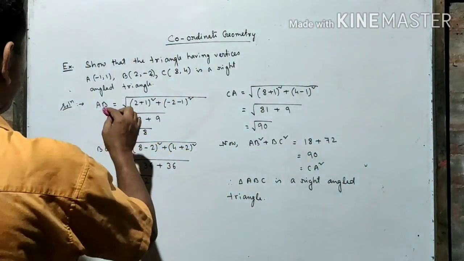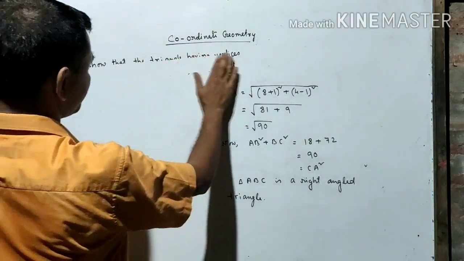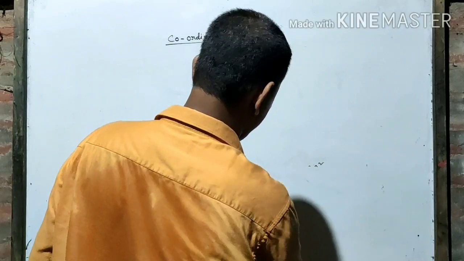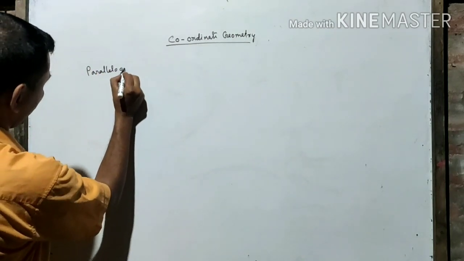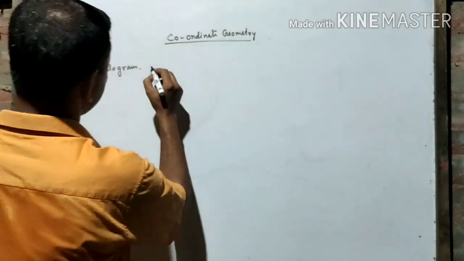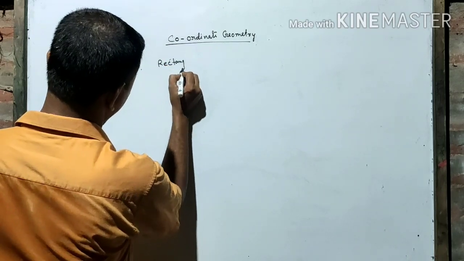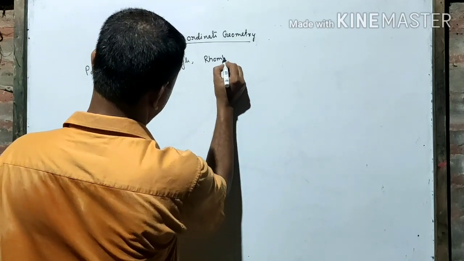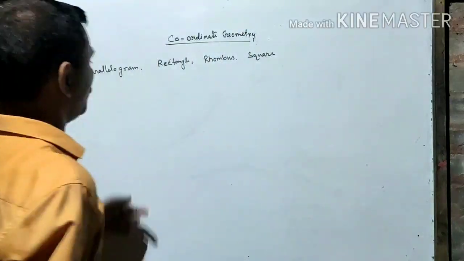Now let us discuss quadrilateral. So quadrilateral means chaturbuj. There are different types of quadrilateral, as you know. Parallelogram, then rectangle, then rhombus, then square. Okay. We will discuss this.